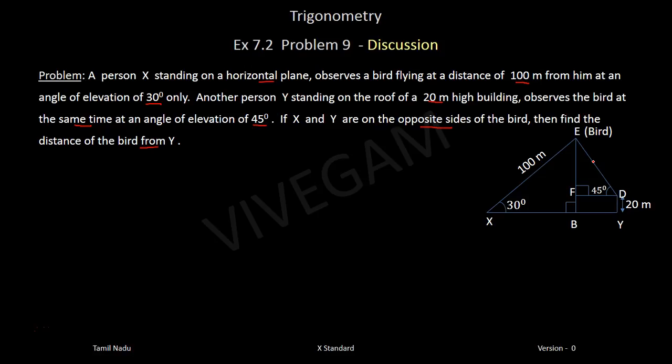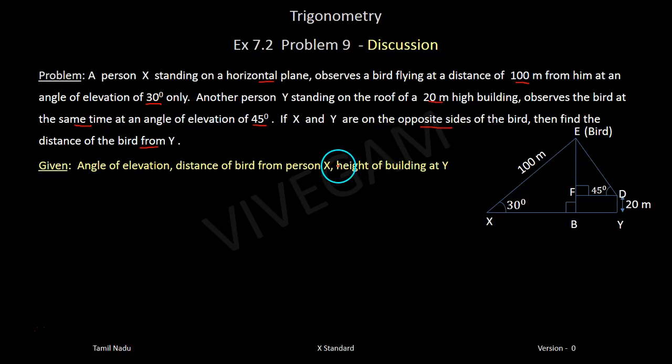So let's list what is given in the problem. Angles of elevation are 30 degrees and 45 degrees. Distance of the bird from person X is 100 meters. Height of the building at Y, that is 20 meters, is given. What are we asked? We are asked to calculate the distance of the bird from Y, from here to here. I said the Y should be here, probably I will change it later. D should come here and Y should go up. So this distance is what we are supposed to calculate. I'll make that change next time. It's a mistake here.